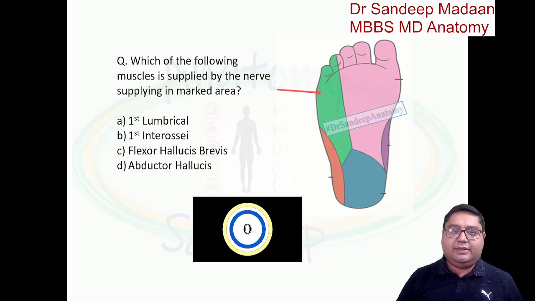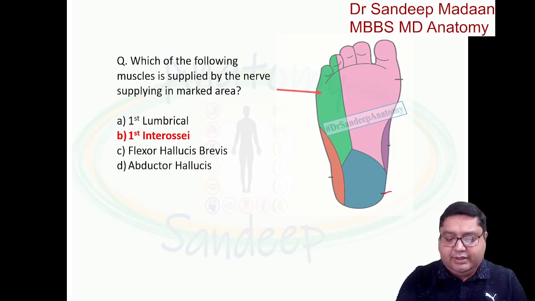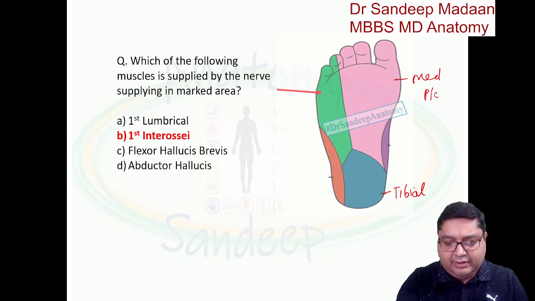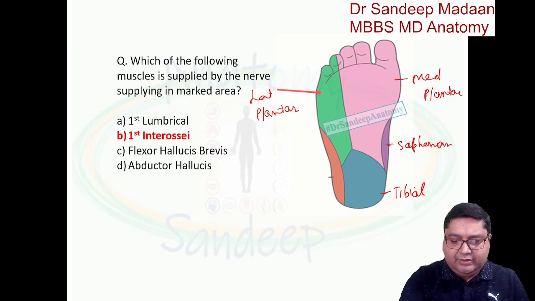Now what is the answer? The answer is first interossei. Why? Look at the picture given. We have the plantar aspect of the foot, or you can say the sole area. What is the nerve supply? This is where we have the tibial nerve, and this will be the medial plantar, and the marked area is supplied by the lateral plantar nerve. These medial and lateral plantar nerves are the branches of the tibial nerve only, whereas in this medial strip we have the saphenous nerve, and in the lateral strip we have the sural nerve.